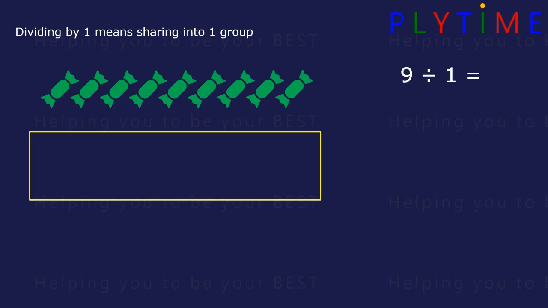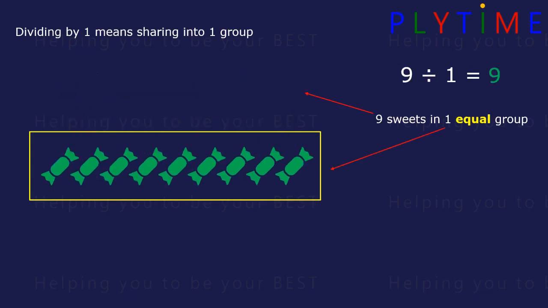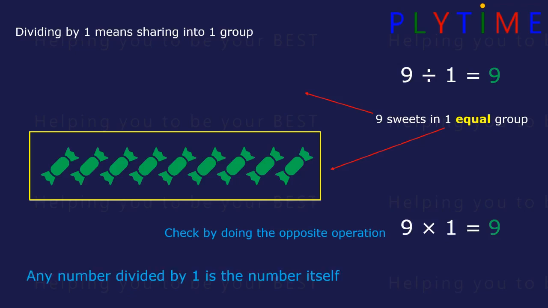Dividing by 1 means sharing into one group. 9 divided by 1. If we have 9 sweets and we want it in one equal group, there will be 9. So 9 divided by 1 is 9. We can check by doing the opposite. So 9 multiplied by 1 is 9. Any number divided by 1 is the number itself.